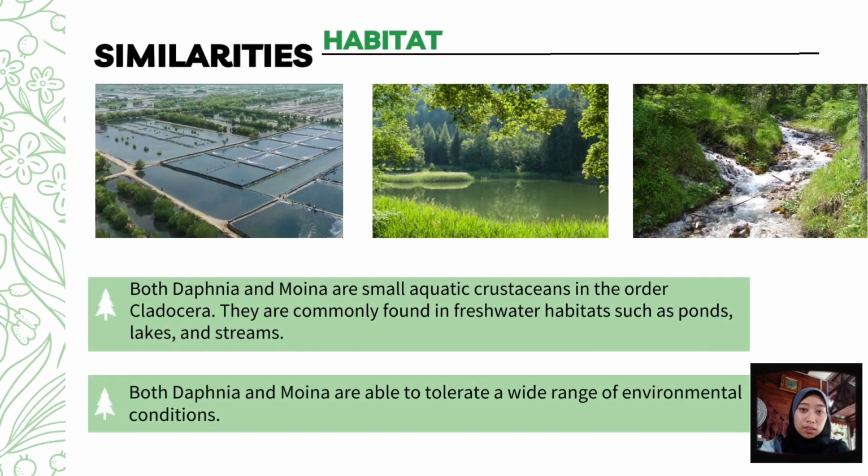Hi, my name is Farisa Saleha and my matric is S63513 and I'm going to present about the similarities in habitat of Daphnia and Moina. Daphnia and Moina are small aquatic crustaceans in the order Cladocera and they are commonly found in freshwater habitats such as ponds, lakes and streams. Both Daphnia and Moina are able to tolerate a wide range of environmental conditions.